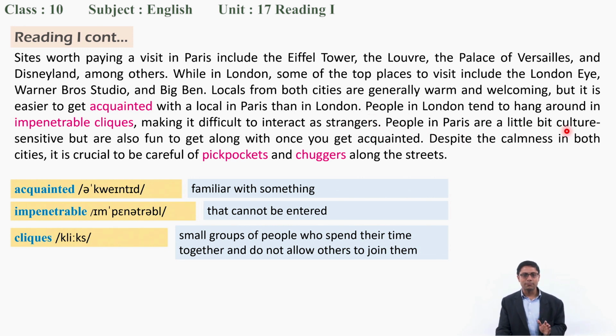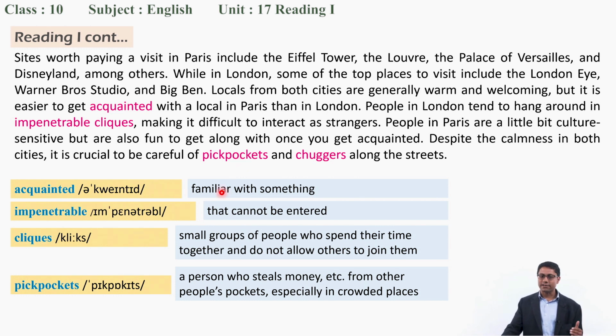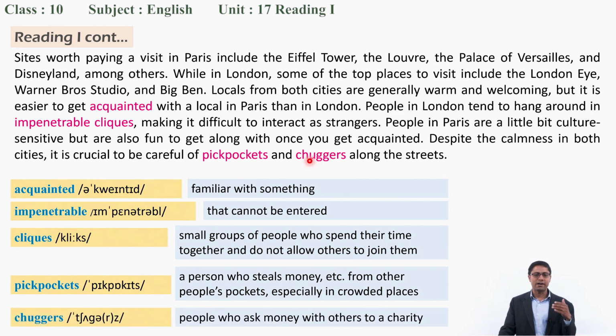People in Paris are a little bit culture sensitive, but are also fun to get along with once you get acquainted. So once you become familiar, it's easy to be with the people in Paris. Despite the calmness in both cities, it is crucial, means important, to be careful of pickpockets and chuggers along the streets. Pickpockets means a person who steals money, etc. from other people's pockets, especially in crowded places. And chuggers means people who stay in the streets and ask for money for charity. So we need to be careful of these people there.